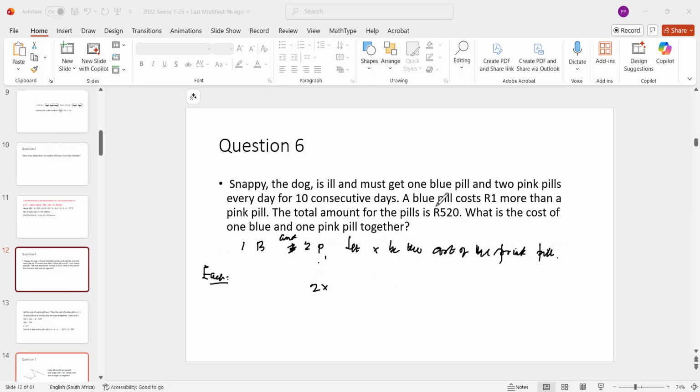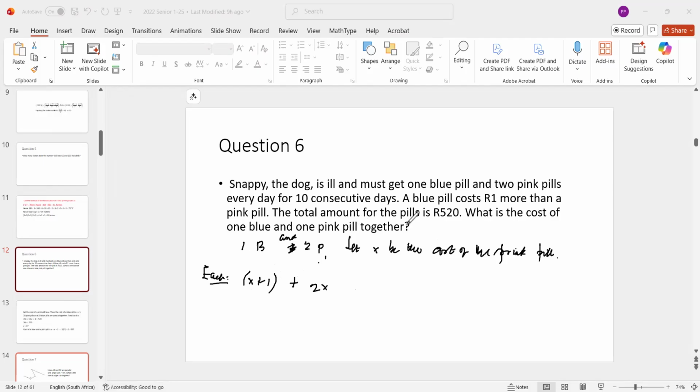But the blue pill costs 1 rand more. So there's only 1 blue pill. The cost of the pink pill is x. So the cost of the blue pill is x plus 1. You only take 1 of that. So the cost for each day is x plus 1 for the single blue pill and 2x for the pink pills.